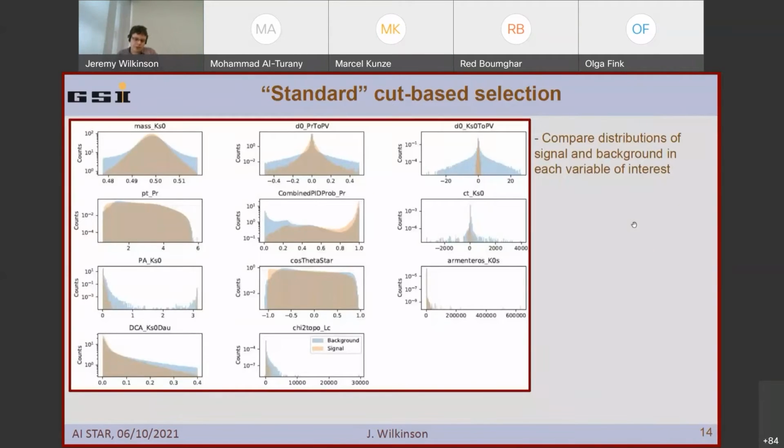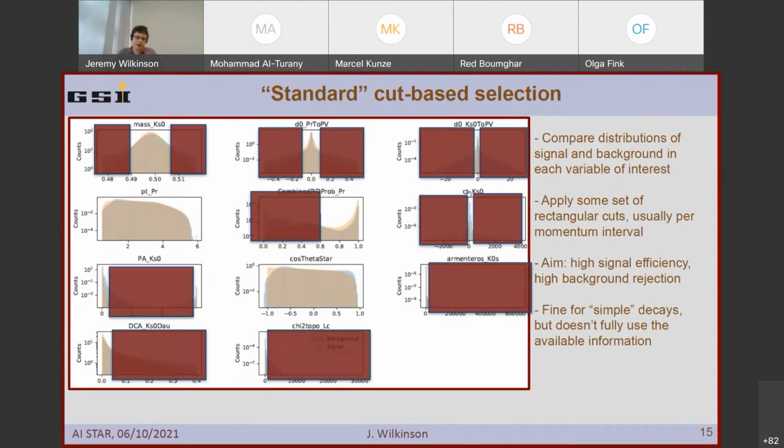So the classical approach to this would be that we take simulations of various variables that we can reconstruct from the decays. For instance, the invariant mass of one of the decayed track pairs, or the impact parameters, or the PID probability. We simulate this for signal or background for each variable of interest, and then we can apply some set of rectangular cuts. Typically, this will be per momentum interval, and these will usually be tuned by hand.